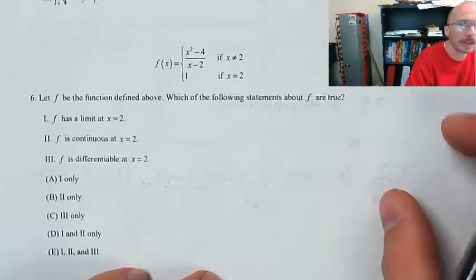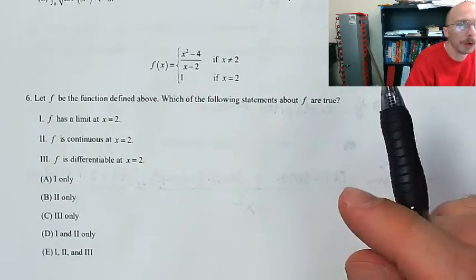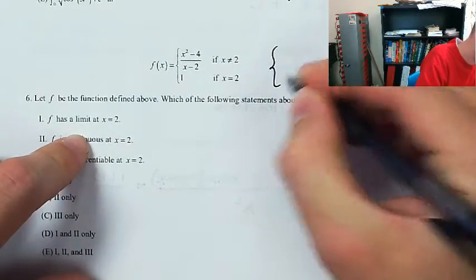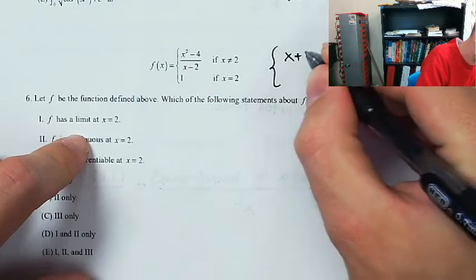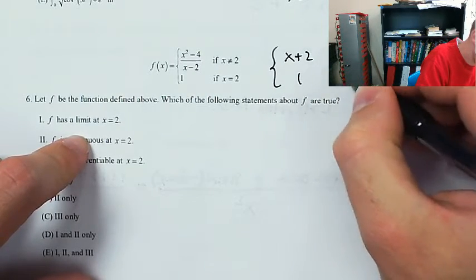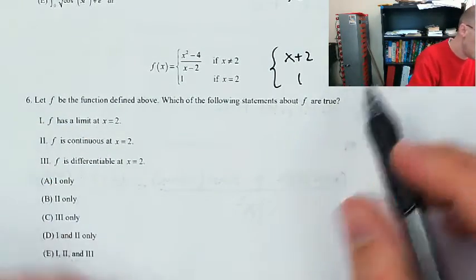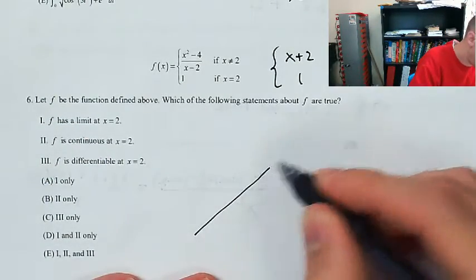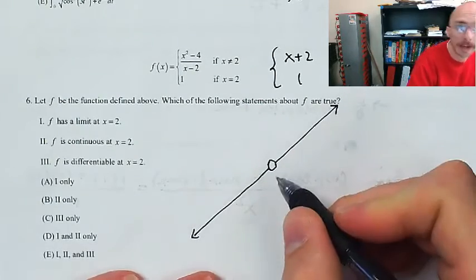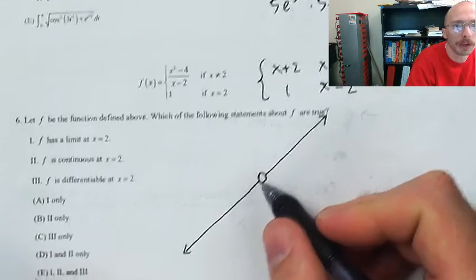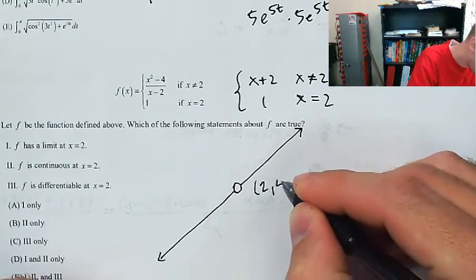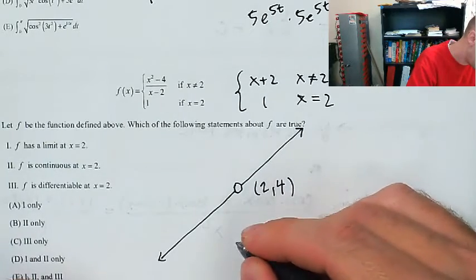What's the next one? Which of these statements about f are true? Okay, well, I think I can see right now x squared minus 4 is x plus 2 times x minus 2. So really this is x plus 2 when x is not 2, and 1 when x equals 2. Which means it's y equals x plus 2 all the way until x equals 2, and then after x equals 2, but not at x equals 2. I need to find the y coordinate here, and if I plugged in 2, I would get 4. So the y coordinate of this hole is 4. But we know that the actual value of the function is down here at 1.